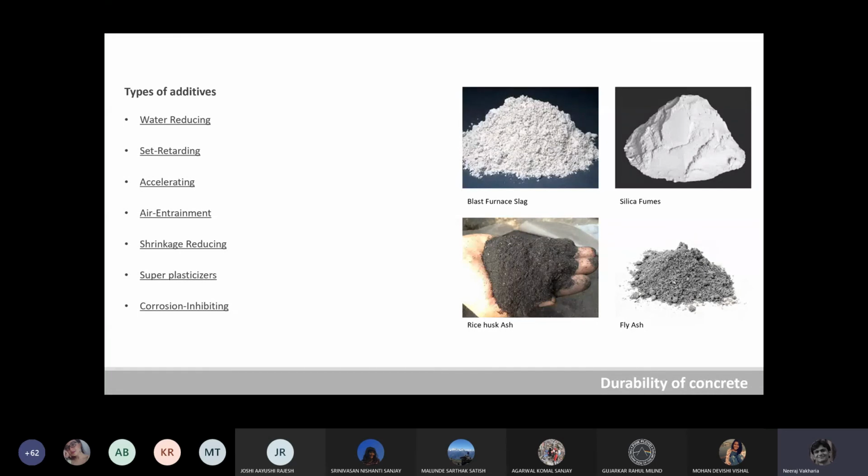It is used, and then comes the corrosion inhibiting additive. It slows the corrosion of reinforcement steel in concrete. So it saves the reinforcement which is inside the structure. That's why we use this.